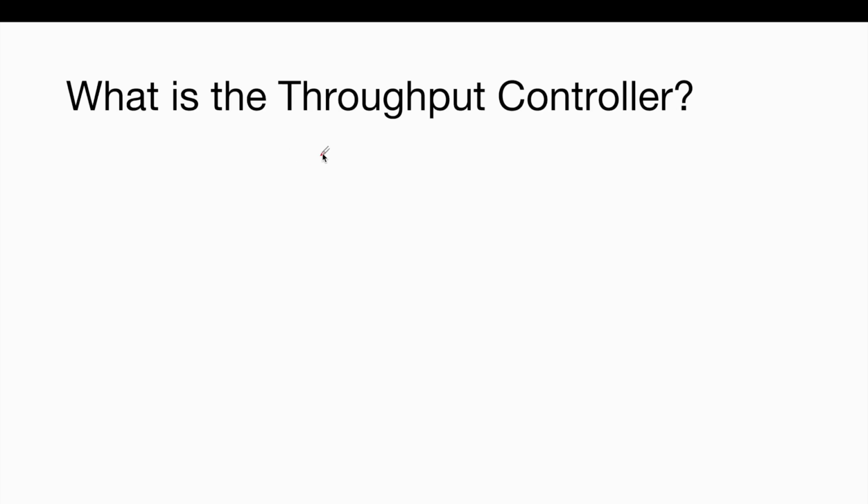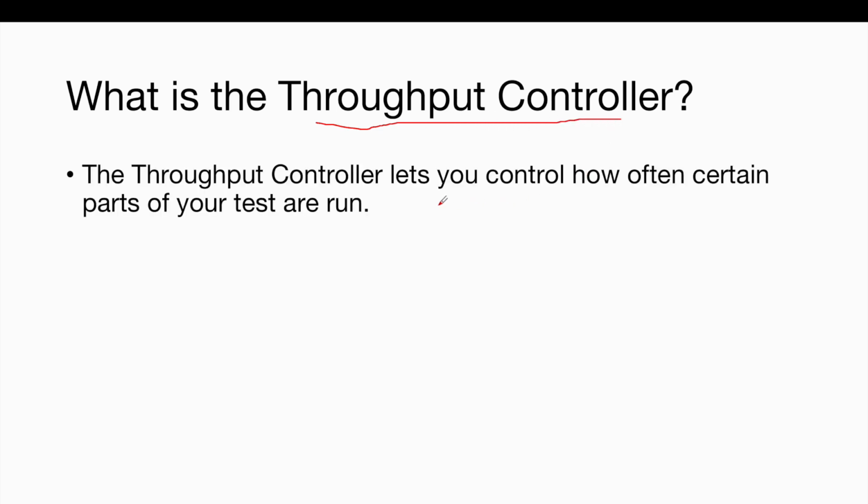Hello, welcome. In this lecture, let us understand about throughput controller in JMeter. The throughput controller lets you control how often certain parts of your test are run. For example, if you have a certain request here under throughput controller and there is one more throughput controller, let us say there is one more request.